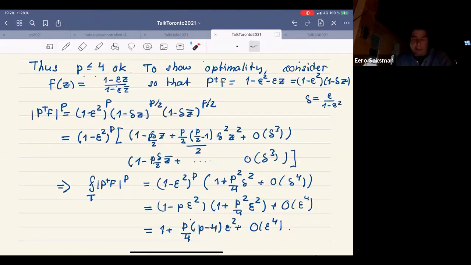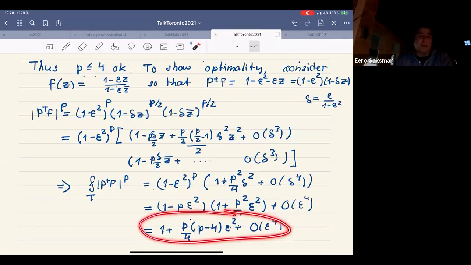that you have a 1 plus p over 4 times p plus lower order terms. You see that if p is larger than 4, you are doomed by letting epsilon go to 0, because the function has infinite norm 1. You would like to get something less than or equal to 1. Okay, so it's a very cute observation.